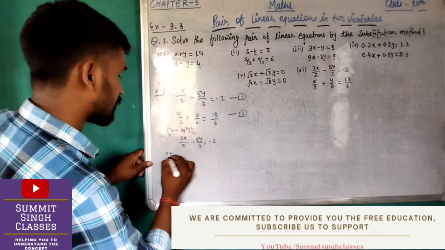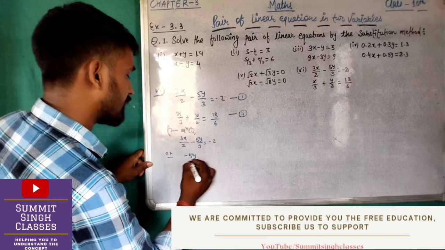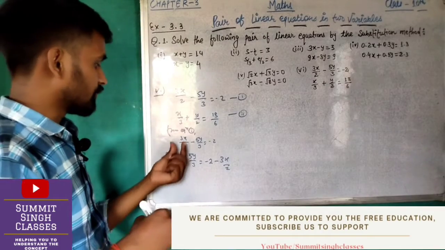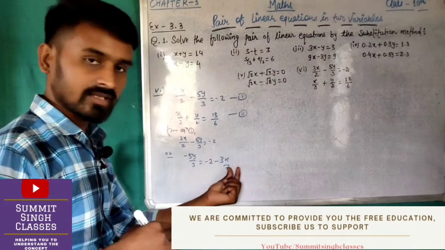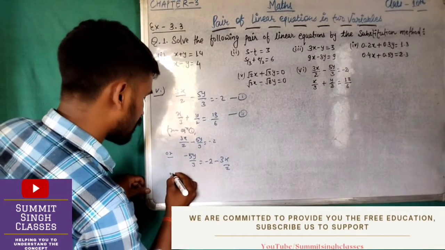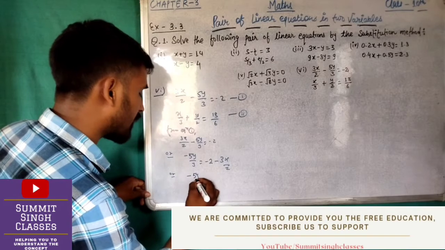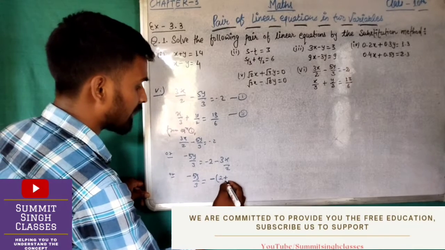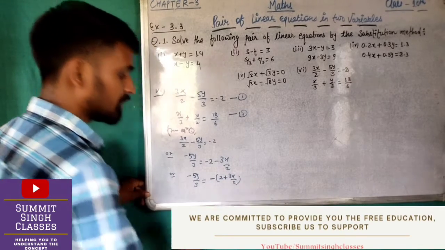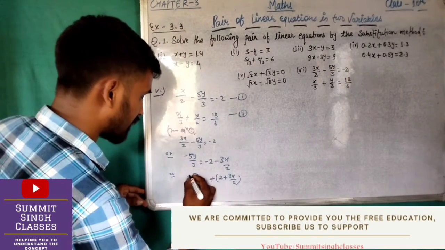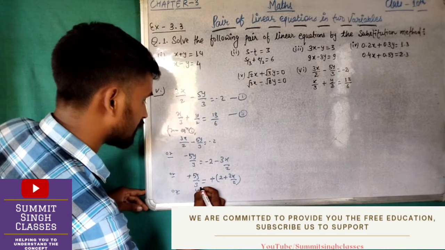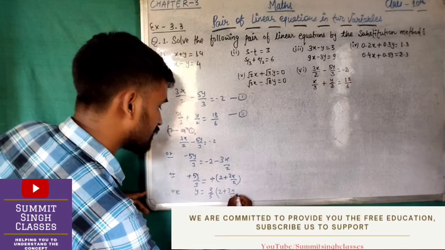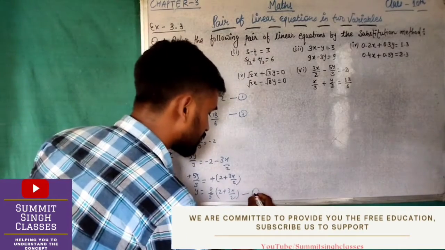Or you can also write minus 5y by 3 is equal to minus 2, and this goes to the other side, so it will be minus 3x by 2. Or we can write it as minus 5y by 3. If we take the common minus from both, we write it as 2 plus 3x by 2, and minus goes by minus, then y will be equal to 3 by 5 into 2 plus 3x by 2. This will be the value of y, and this will be equation third.